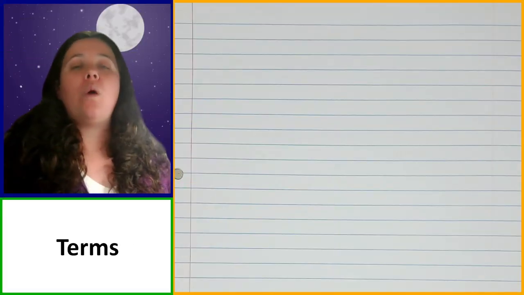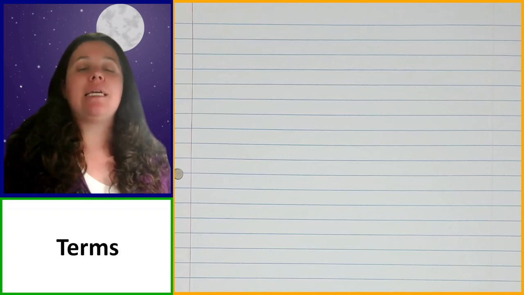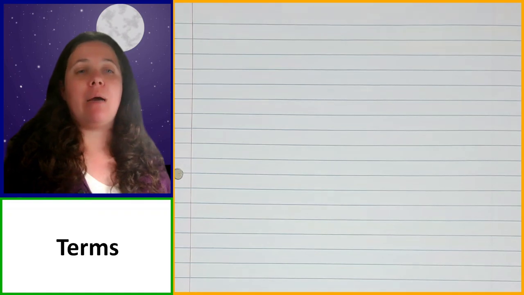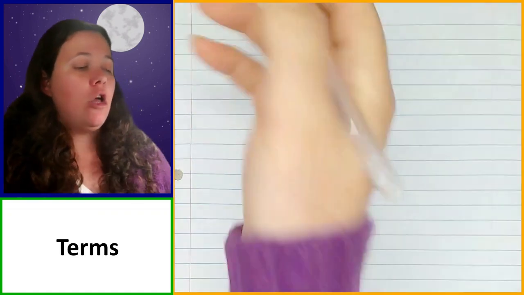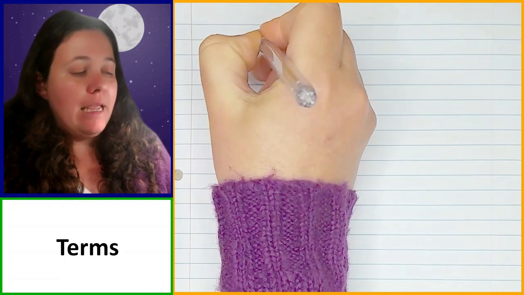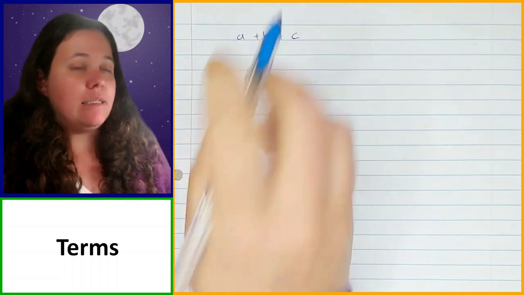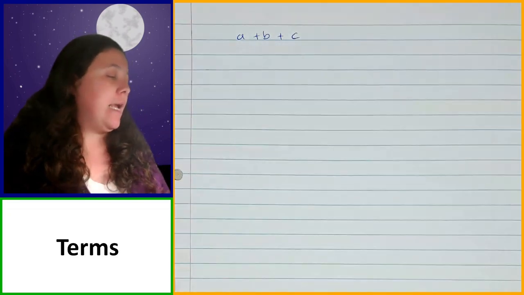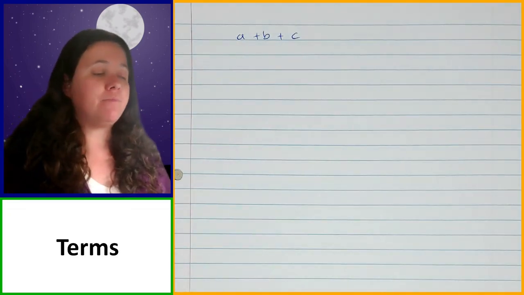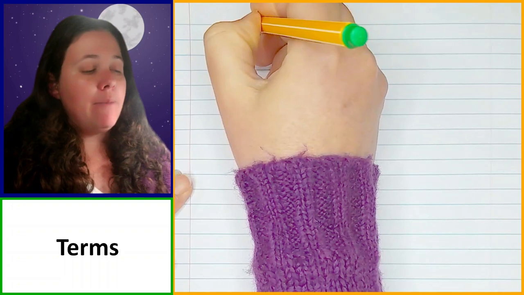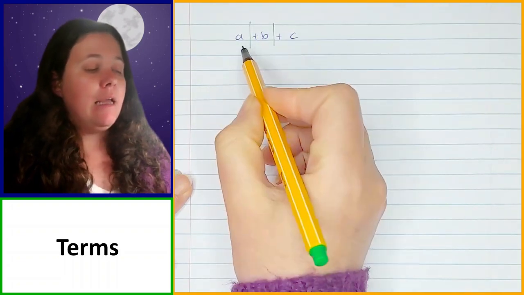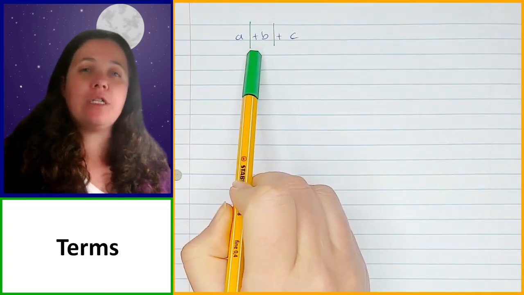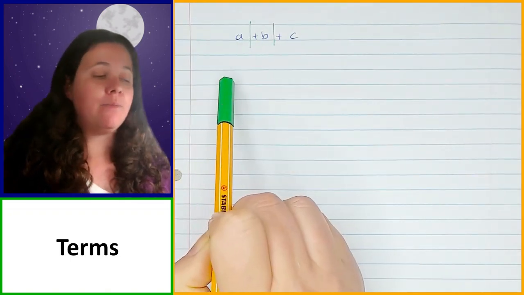Okay, when we are working with algebraic expressions, expressions are made up of what we call terms, and terms are separated by pluses and minuses. So here's an example of an algebraic expression. We've got a plus b plus c. Okay, these over here are terms, and we can separate the terms or identify the terms by putting term lines in like this. And that helps us to see the terms. Now, the term lines will always go in front of a plus or a minus.